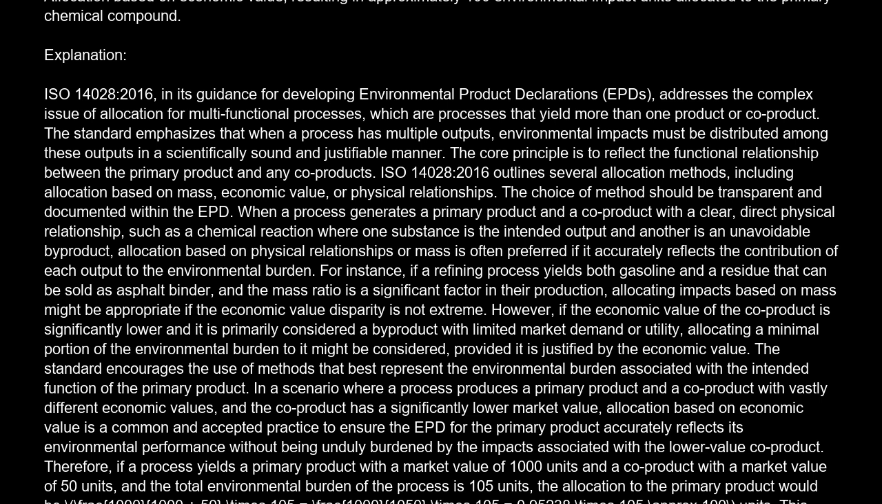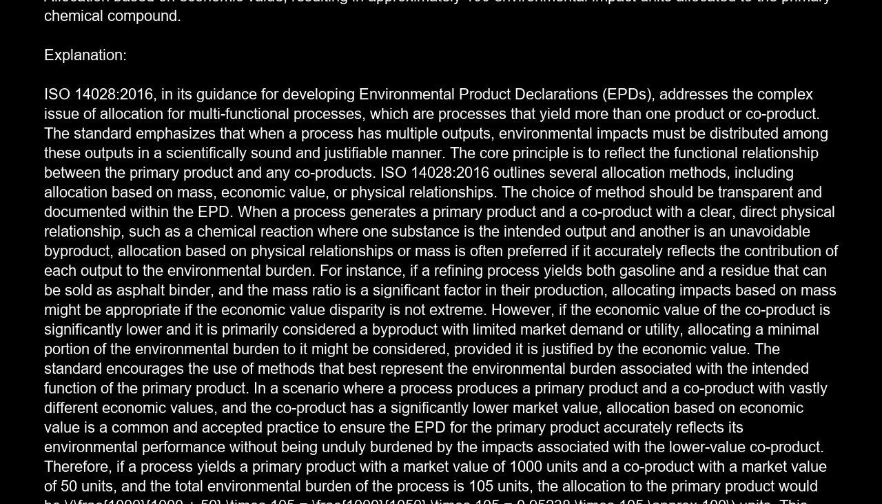The standard encourages the use of methods that best represent the environmental burden associated with the intended function of the primary product. In a scenario where a process produces a primary product and a co-product with vastly different economic values, and the co-product has a significantly lower market value, allocation based on economic value is a common and accepted practice to ensure the EPD for the primary product accurately reflects its environmental performance without being unduly burdened by the impacts associated with the lower value co-product.